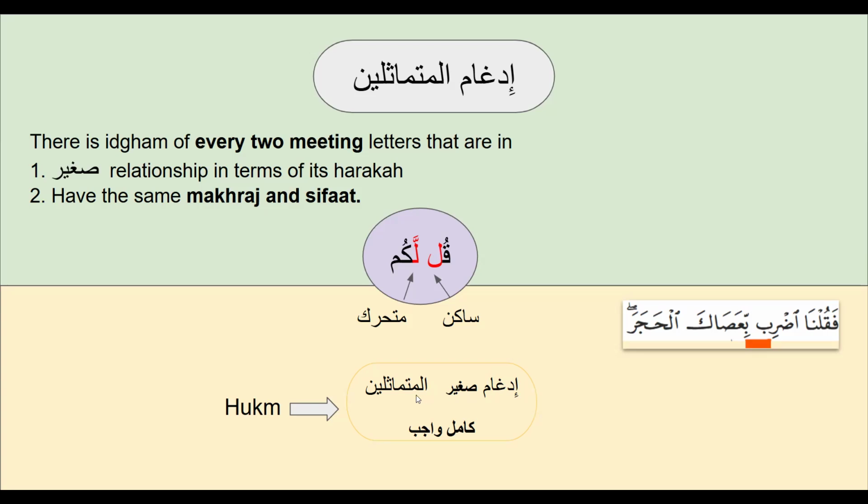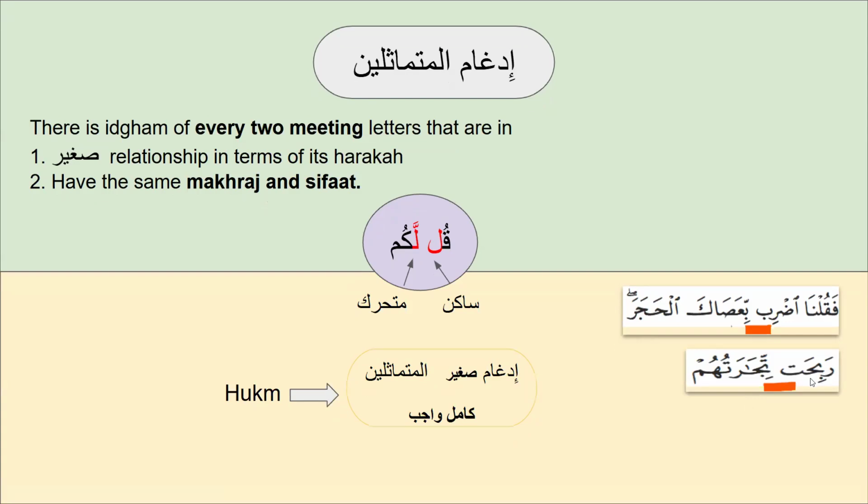And it is al-mutamathilain, meaning there's a similar letter. Idgham saghir mutamathilain kamil wajib. It's kamil because it's a complete merging. Both the makhraj and the sifat have been dropped into the second letter. So it's kamil. Again, you need to say it is wajib because in every saghir relationship, Imam Hafs has done the kamil idgham.